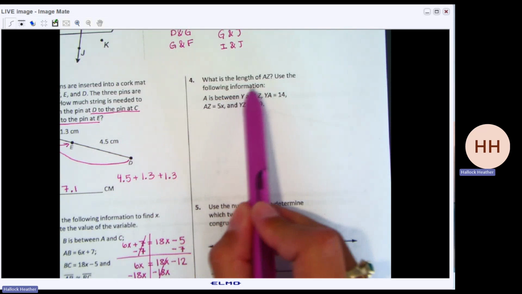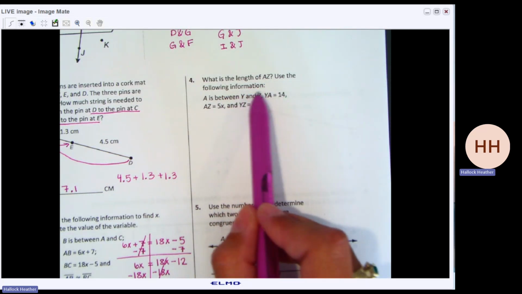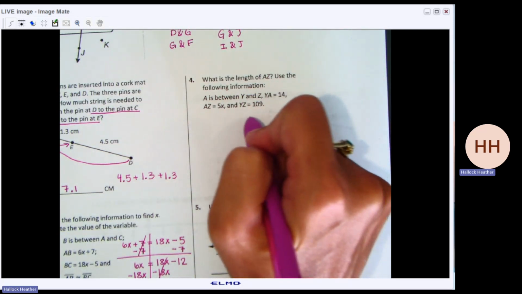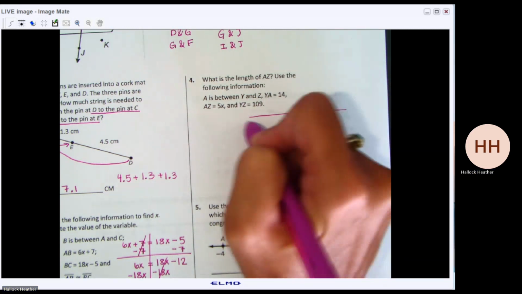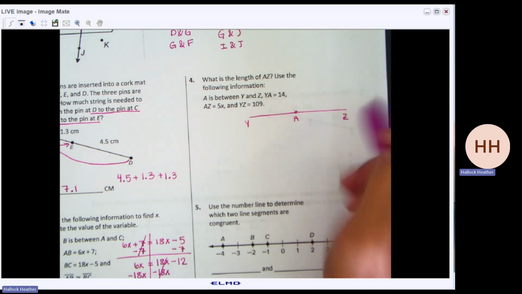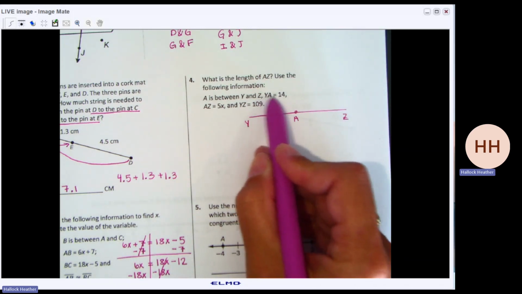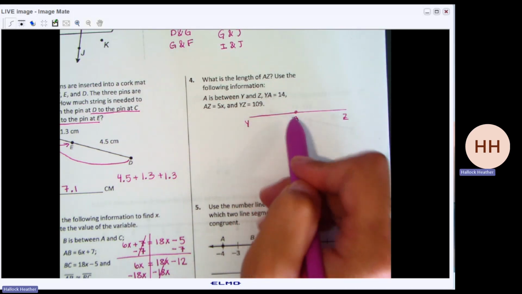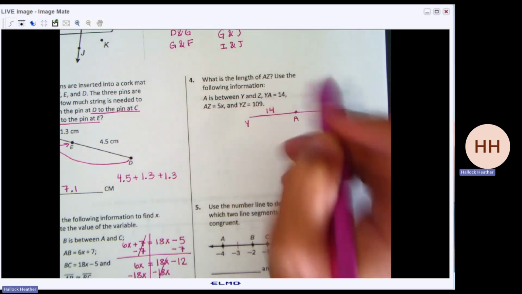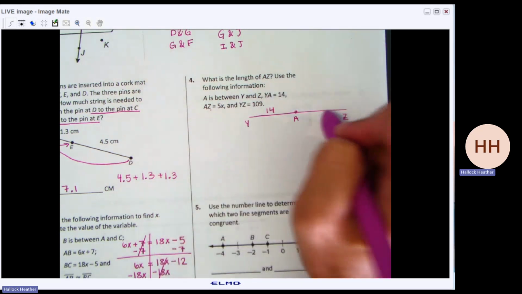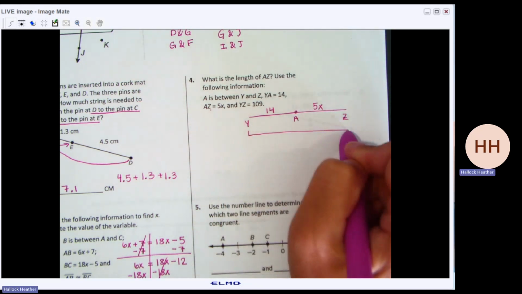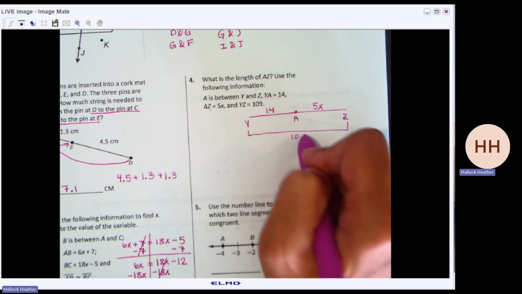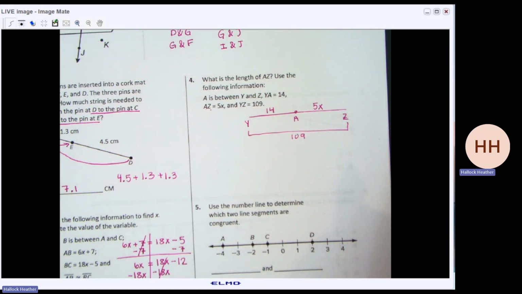Okay, so question 4. Question 4 says, what is the length of AZ? Use the following information. So I know A is between Y and Z, so I'm going to put A here, Y and Z. It says YA, from Y to A, is 14, so I'm going to put 14. AZ is 5x. And I also know that from Y to Z is 109 in total. I have to write an equation for this. This is segment addition postulate.